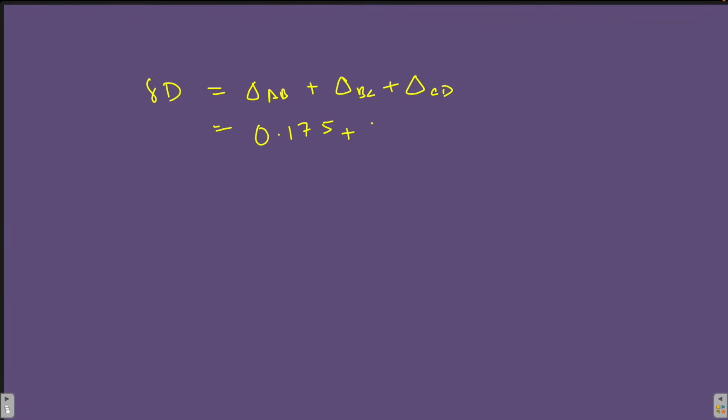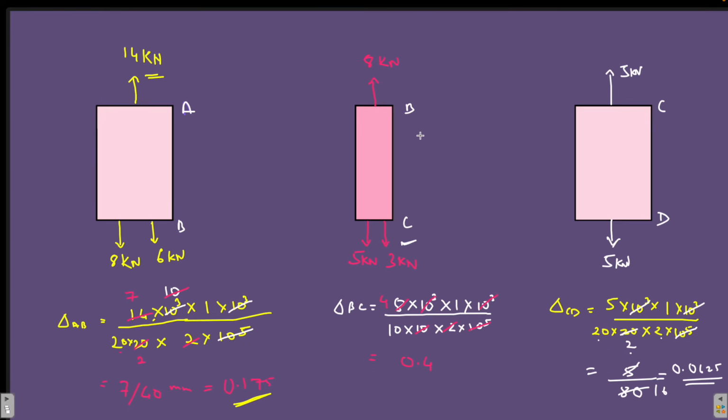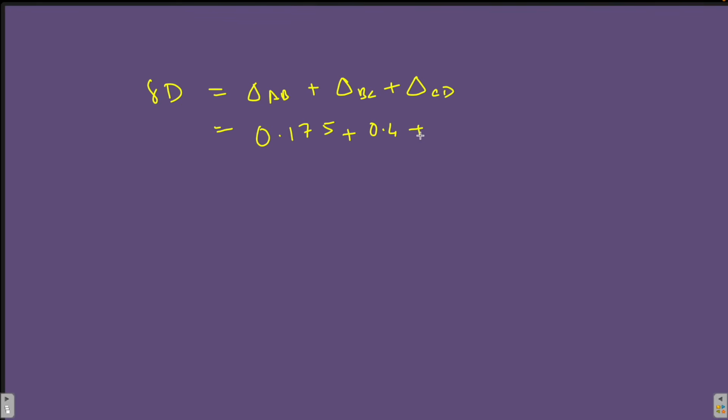Plus BC. BC is how much? 0.4, plus what is the change in the length of part CD? It is 0.0625. Now if you add all these values, you are going to get the deflection of point D. So 0.175 plus 0.4 plus 0.0625, and that equals 0.6375 millimeters. So this is the deflection of point D.